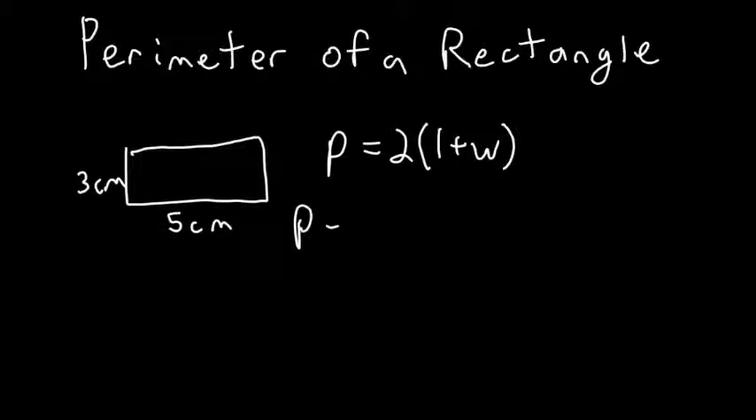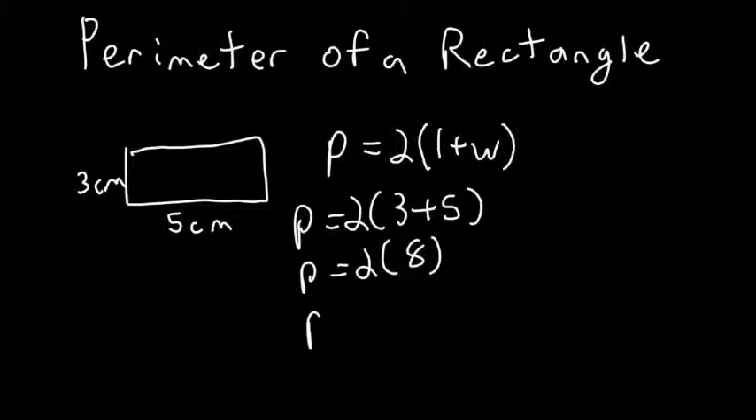So your perimeter would equal 2 times 3 plus 5. So your perimeter equals 2 times 3 plus 5 is 8. So your perimeter would equal 2 times 8 is 16 centimeters.